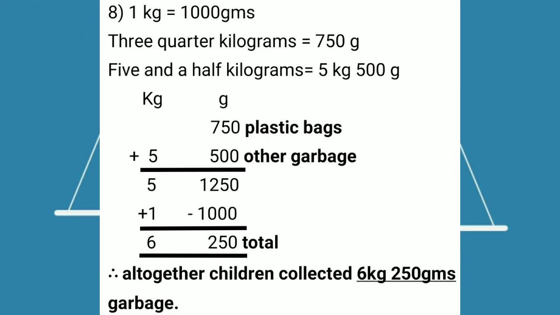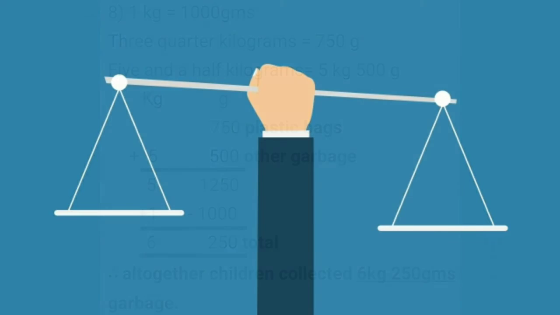Now since 1250 grams is more than 1000 grams, we'll subtract that excess 1000 from 1250 and add it to 5 as 1 kg. That will give us the answer 6 kg 250 grams. Therefore, altogether, children collected 6 kg 250 grams of garbage in all.